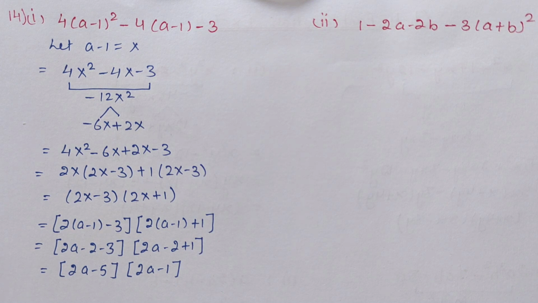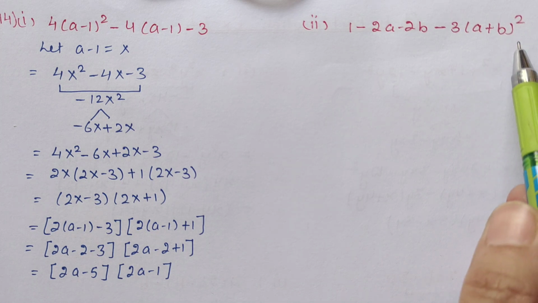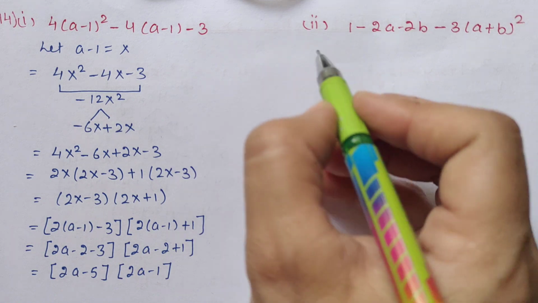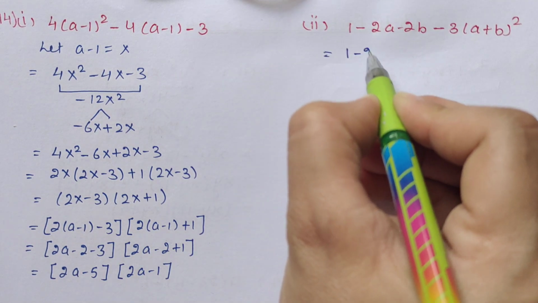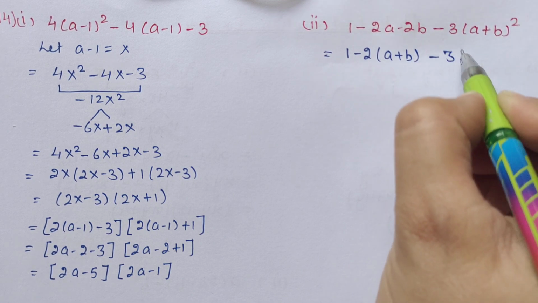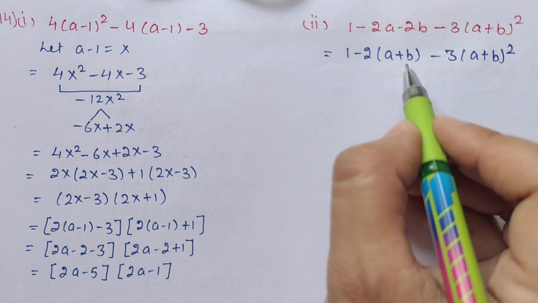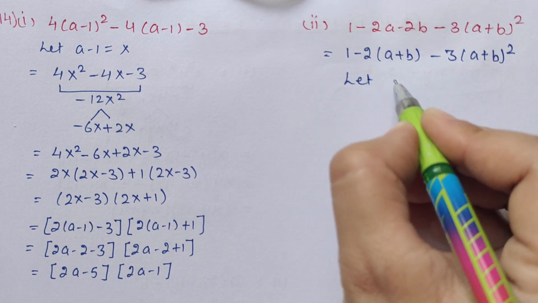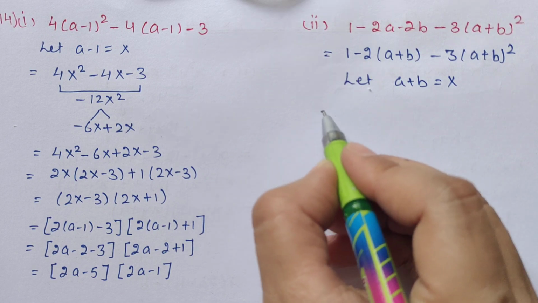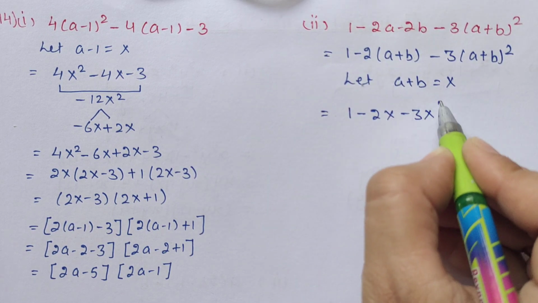Second part: 1 minus 2a minus 2b minus (3a plus b) whole square. So here first of all we will take 2 common, and it will become 1 minus 2(a plus b) minus (3a plus b) whole square. Now this bracket we can replace. Let a plus b be equal to x. So our expression will become 1 minus 2x minus 3x square.